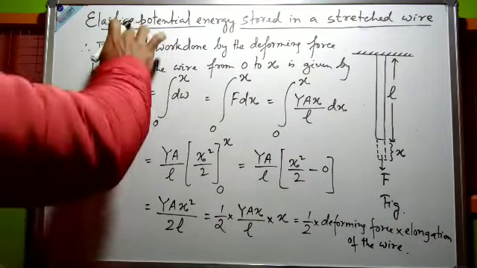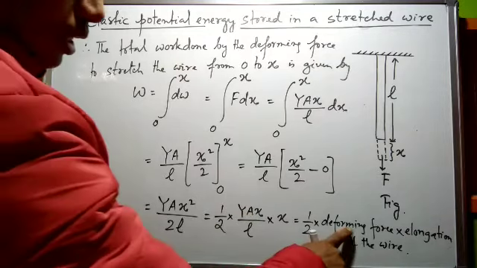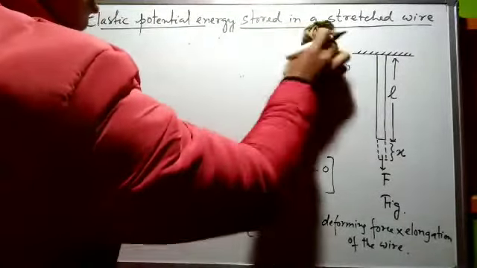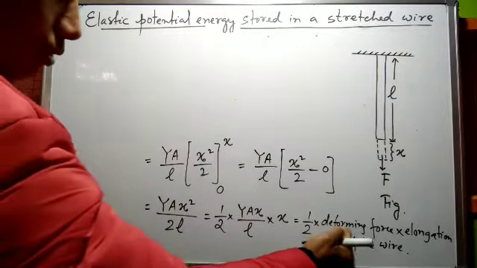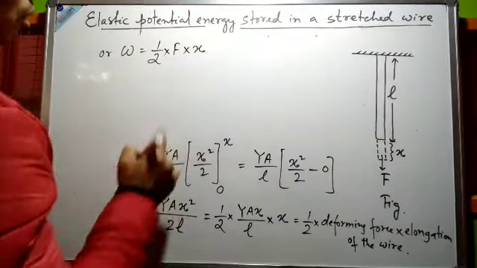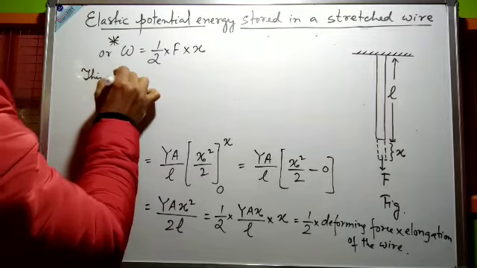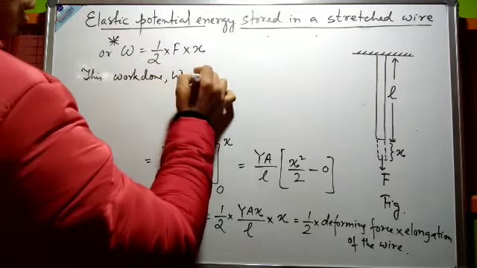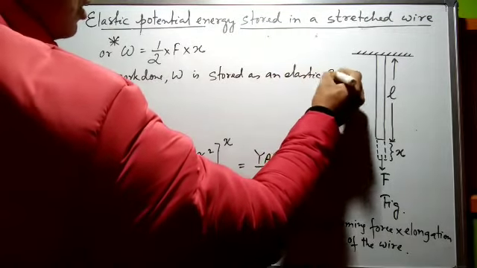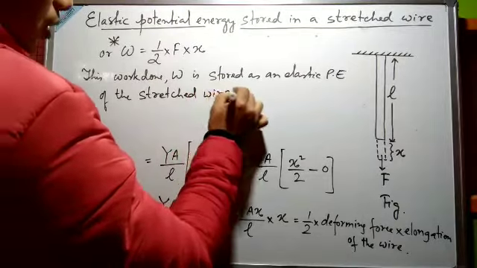This work done is equivalent to the elastic potential energy stored in a stressed wire. We may write W equal to half into F into x, where F represents the deforming force and x represents the elongation of the wire. And this work done W is stored as the elastic potential energy of the stressed wire.